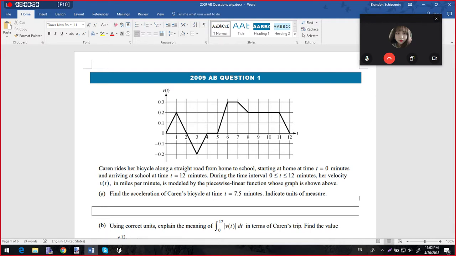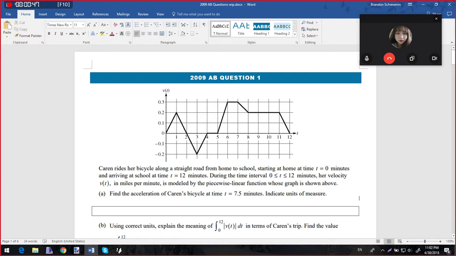Okay, so starting with this one, I've got Karen riding her bicycle along a straight road from home to school. She's starting at home at 0 minutes and arriving at school after 12 minutes. During the interval from 0 to 12, her velocity in miles per minute is modeled by this piecewise linear function above. And I want to find the acceleration of her bicycle at t equals 7.5 and indicate her units of measure.